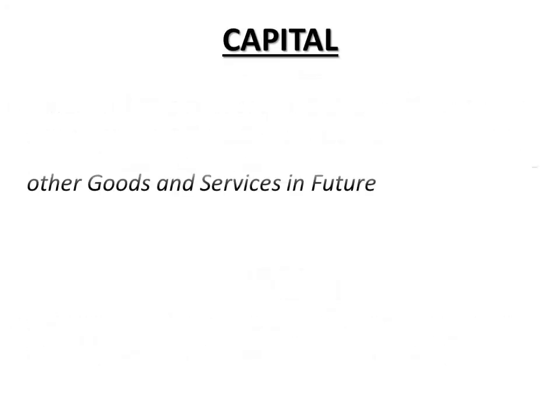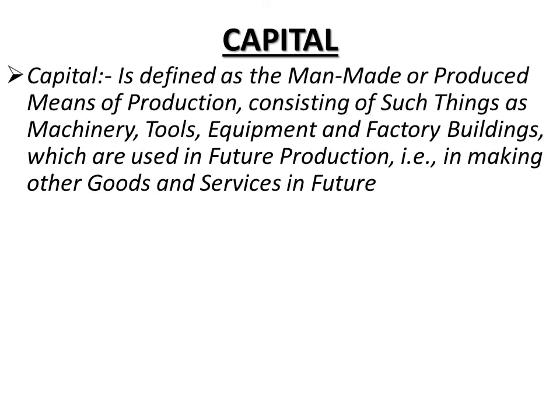Then third factor of production is capital, and capital is defined as the man-made or produced means of production. It consists of such things as machinery, tools, equipments, factory buildings, etc., which are all needed in future production, that is making other goods and services, right? It is important to note 2 points here. One, that capital is produced by human beings. It is not a gift of nature. And second, that capital is used as a resource to produce other useful goods or services.